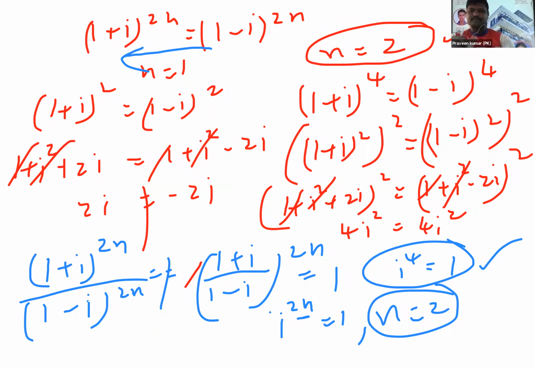Good. I can use your answer, your logic, next time while explaining. Correct, this is also possible. Now what I wrote in blue color: 1 minus i, if I transfer this side, (1 plus i)/(1 minus i) power 2n is 1, means n is equal to 2. In the simplest way, we can get the answer.